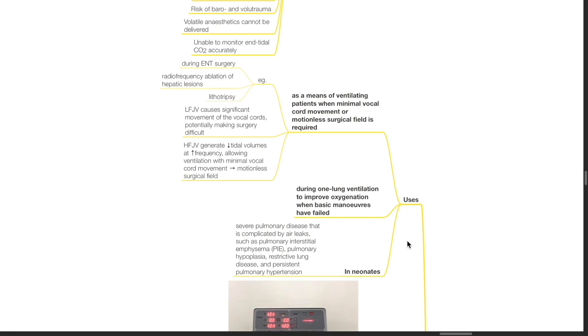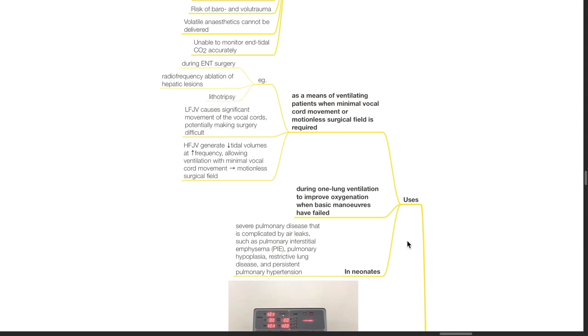High-frequency jet ventilation generates low tidal volumes at high frequency, allowing ventilation with minimal vocal cord movement, and this creates a motionless surgical field. HFJV is also used during one lung ventilation to improve oxygenation when basic maneuvers have failed.